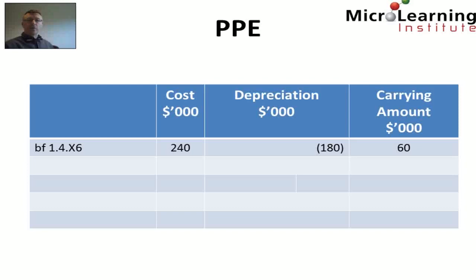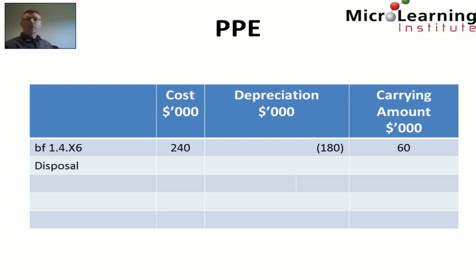And in the question we're told that the opening balances of property, plant and equipment on the 1st of April 20X6 are $240 million in cost, accumulated depreciation of $180 million, and of course a carrying amount of $60 million.